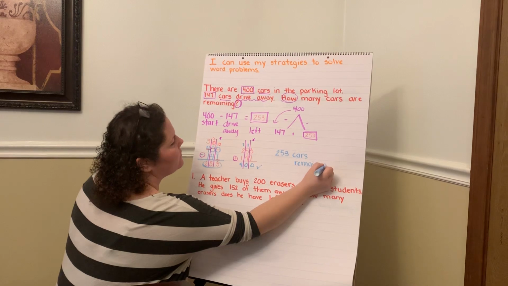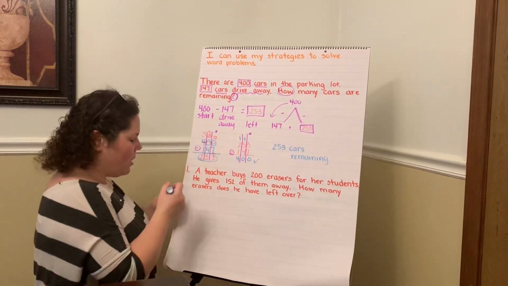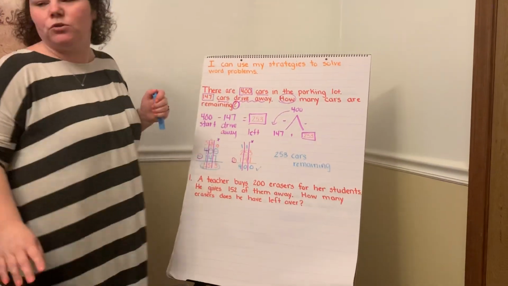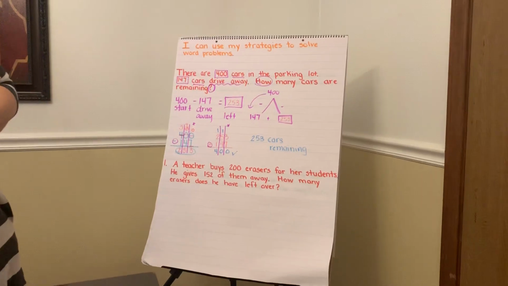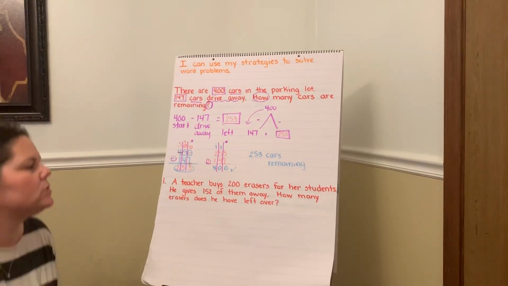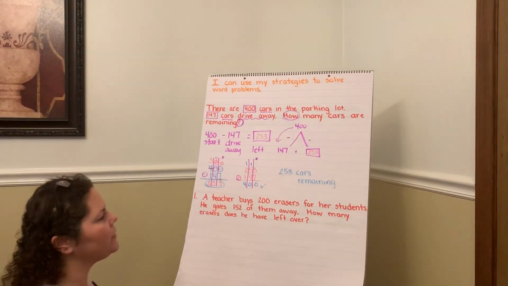And that answer is definitely reasonable because it's less than my original total. All right, my friends, in your math workbook, please turn to page 281 and look at number 1 for me. We're going to do this one together. 281, number 1. All right, here we go.